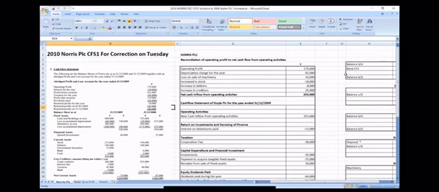I'm just going to correct the homework that I gave you yesterday, 2010 Norris PLC. So basically, we'll start off by looking at the reconciliation of operating profit to net cash flow from operating activities. Where you get this operating profit is basically 179 there, similar to what you did in 2014 Doyle PLC in yesterday's work.